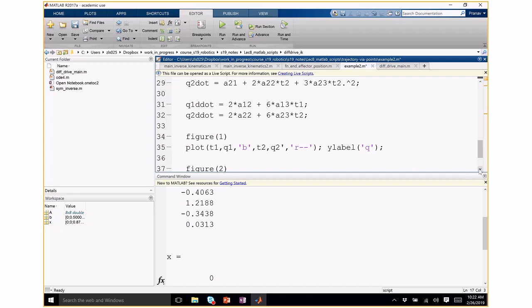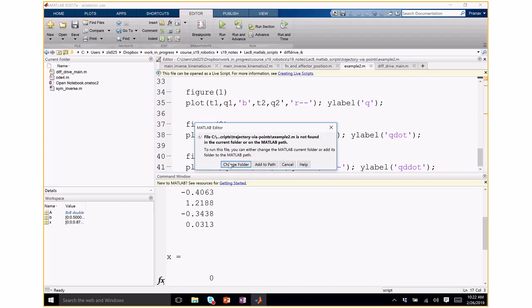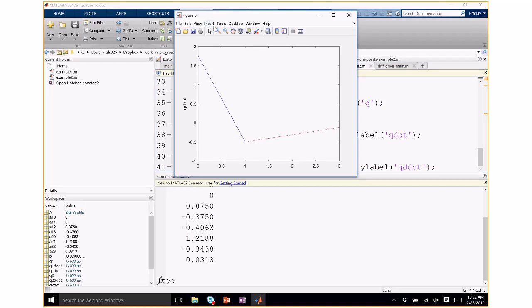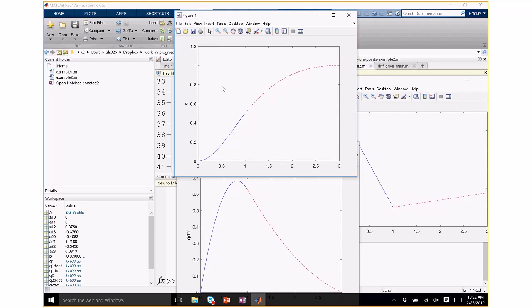When I run the entire code, I should get three plots, one for q1, q2, that'll be figure 1, then velocity second plot, and so on. So here, this is q1. You can see q1 starts from 0 and goes all the way to 3. What I've done is shown a blue line for the first segment, q1, and a red dashed line for the second segment, 1 to 3. You can see that it is continuous, there is no break.